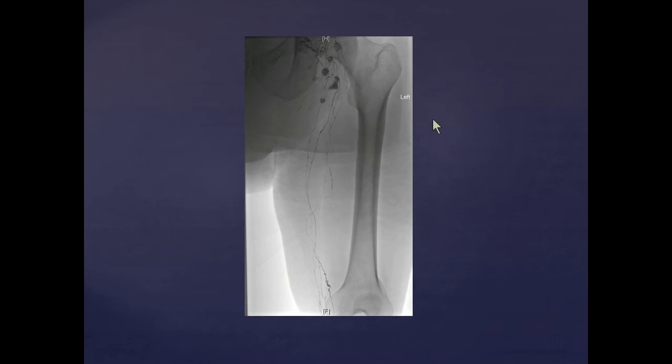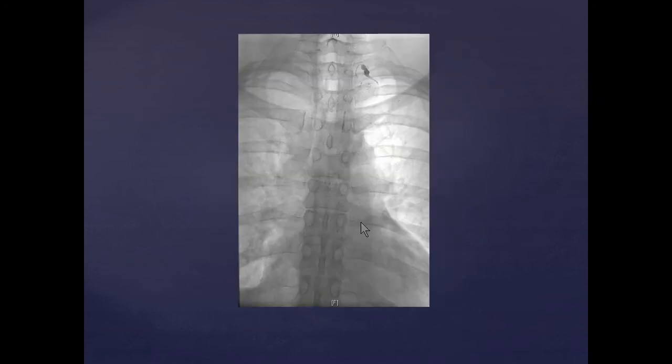Here we are seeing lymph nodes filling. We don't see anything going to the scrotum. That may even be the scrotum. And then here's disorderly, dysmorphic lymphatics going up into the abdomen. And by the time you get to the chest, there's a normal thoracic duct. Everything is draining. There's no obstruction.